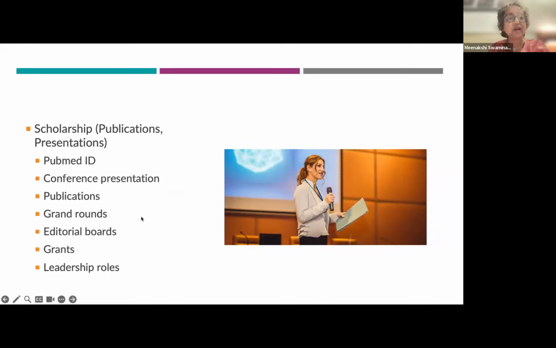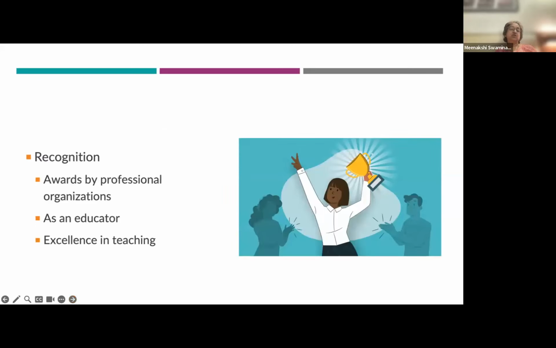The faculty is also evaluated on scholarship, publications and presentations, PubMed ID, conference presentations, public grand rounds. Are they serving on editorial boards of journals? Do they have grants? Are they PI to grants and have written up grants? How about leadership roles? And finally, recognition. Have they been recognized with awards by professional organizations as an educator and for excellence in teaching? All this is captured by the University of Washington faculty evaluation program. It's a really comprehensive tool.